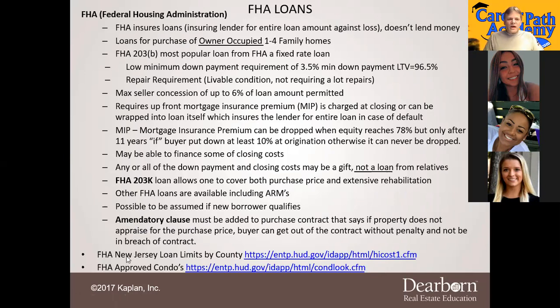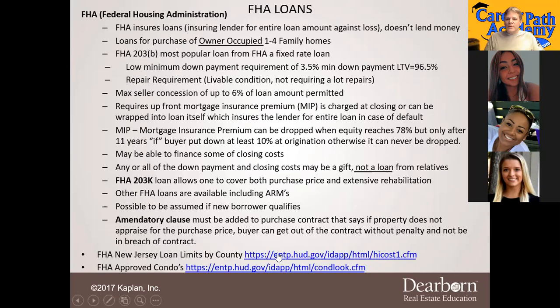Now, FHA does have loan limits on how much a borrower could borrow for a 1, 2, 3, or 4 family house, depending on the county they live in. I have 2 links here. Also, if they're buying a condo, the complex has to be approved. If it's not on the approved list, it could get approved if you fill out the application and submit the information. Here are the FHA loan limits by county in New Jersey. I created a link here for you.